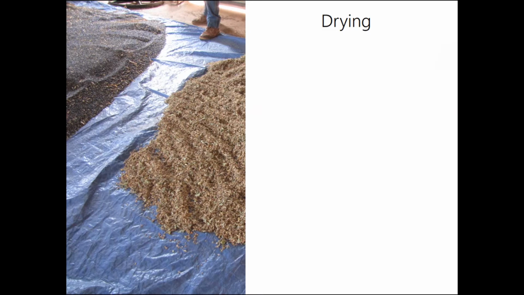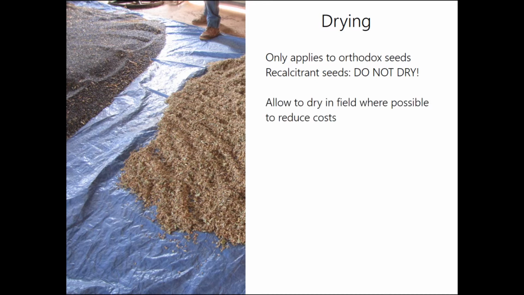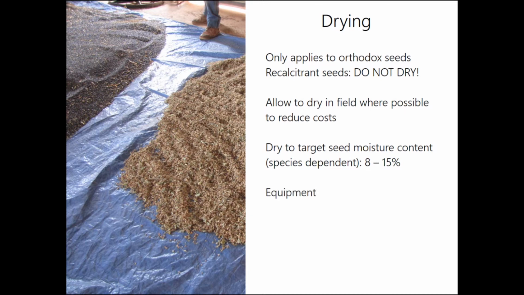Once you have harvested the seeds, it's time to dry. Just one note: only use the drying step for orthodox seeds. Do not dry recalcitrant seeds, because if you dry them, you will kill the seed. If possible, allow the seeds to dry in the field to reduce cost. Try to dry the material to a target moisture content of about 8 to 15%. That's species dependent, so you have to study that or do some experimentation.